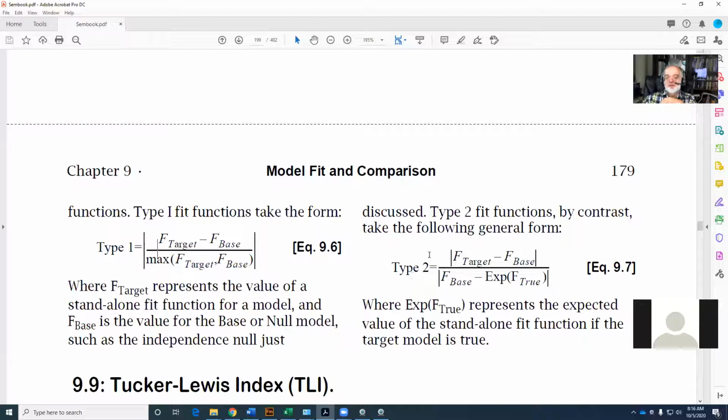A type 2 fit index is going to take as its value in the numerator the same thing, but the divisor is different. We have our fit index for our simpler model minus the expectation for the fit index if the model is true. This is if the model is true for the target model. And that's really a nice insight: when you look at computer printouts with SEM programs, there's a whole bunch of them, and this is a way that you can understand several of them.